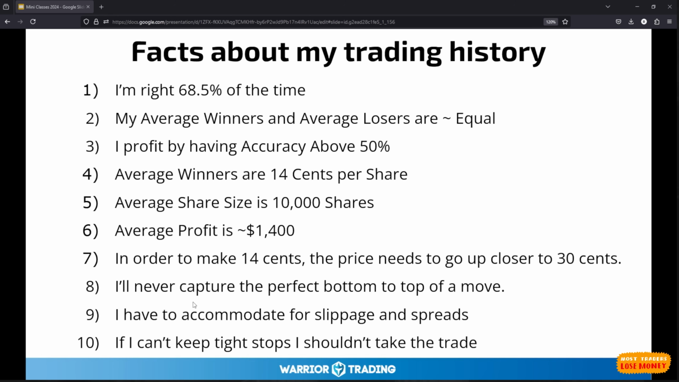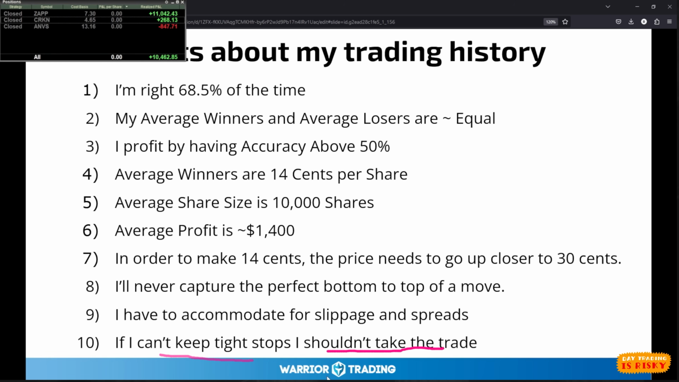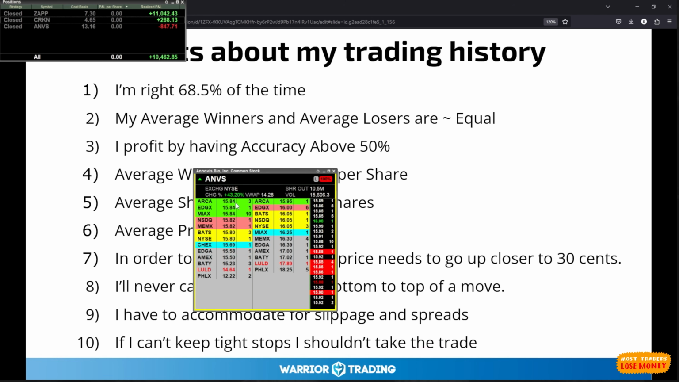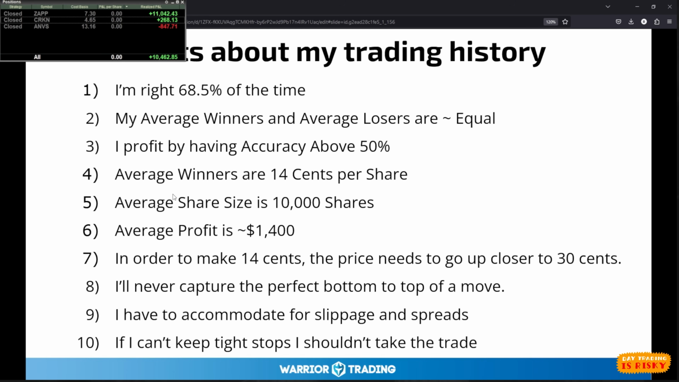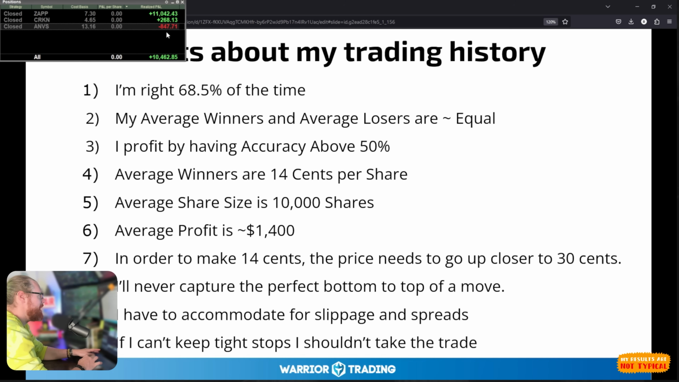Now, as I said, I'll never capture the perfect bottom to top of a move. I have to accommodate for slippage and spreads. And if I can't keep tight stops, I shouldn't take the trade. And so when I look at a stock like ZAPP that has the degree of volatility plus the spreads that it's got, I don't think that I could keep my stop to only 15 cents a share when you've got 20-cent spreads. That's an 18-cent spread. So because of the spreads, I don't think I can manage my risk effectively on the stock. And in fact, I tried to trade it, and I learned that lesson today on just the trades I took on it. And at that point, I said, all right, I should leave this stock alone and focus on the one that's going to be easier to manage risk on.